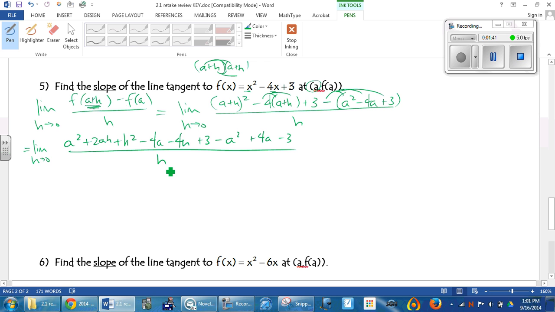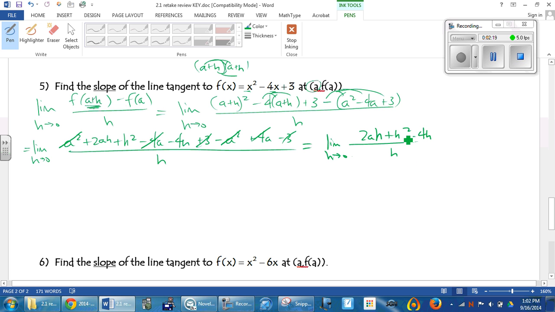So at this point, some things should start canceling out. We have an a squared minus a squared. Those add up to 0. We have a negative 4a, positive 4a, add up to 0. Positive 3, negative 3, add up to 0. Remember, at this point, all of your constants should cancel out. So you shouldn't have any just plain old constants left, which we don't. Let's look at what we do have left. We still have a 2a times h plus h squared minus 4h all over h.